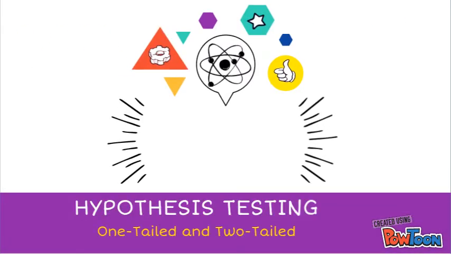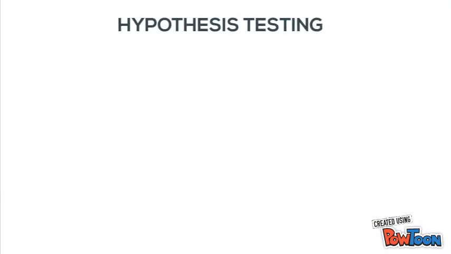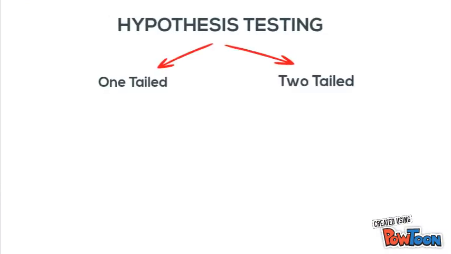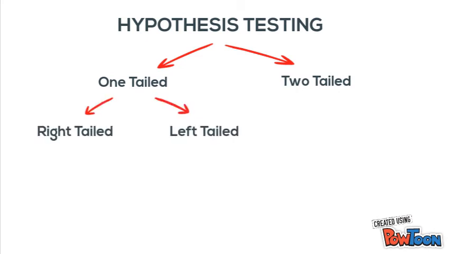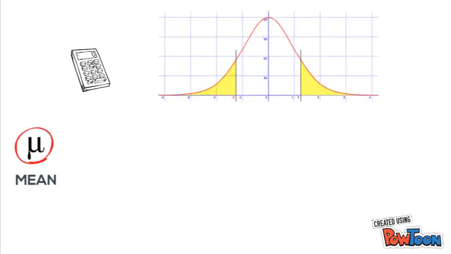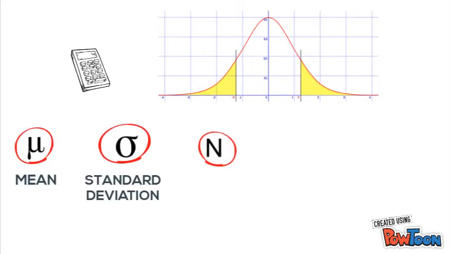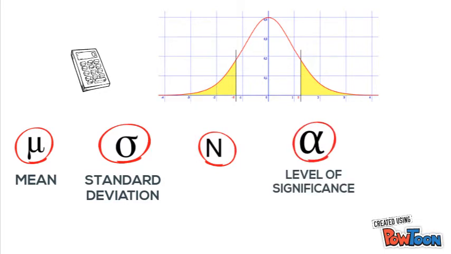Hypothesis testing, one-tailed and two-tailed. There are two kinds of solving hypotheses, one-tailed and two-tailed. Under one-tailed, there are right-tailed and left-tailed. In calculating hypotheses, first, let's find out the mean, standard deviation, and level of significance in the given data.